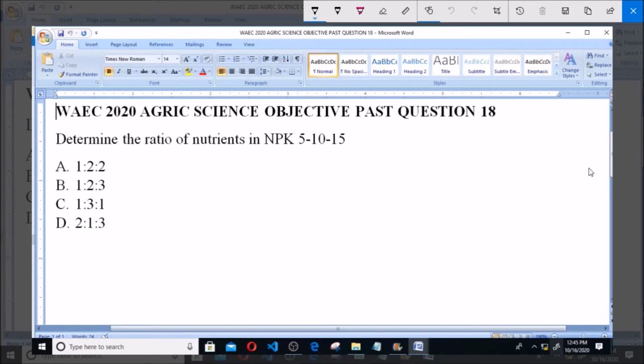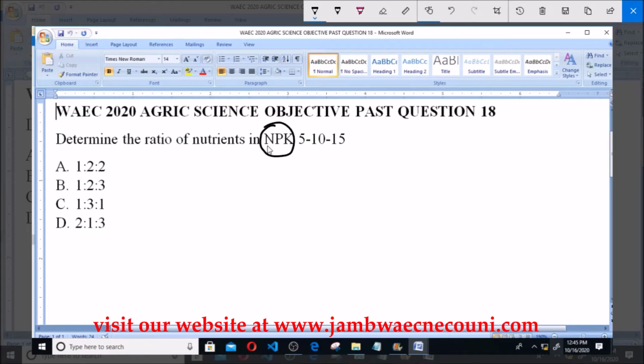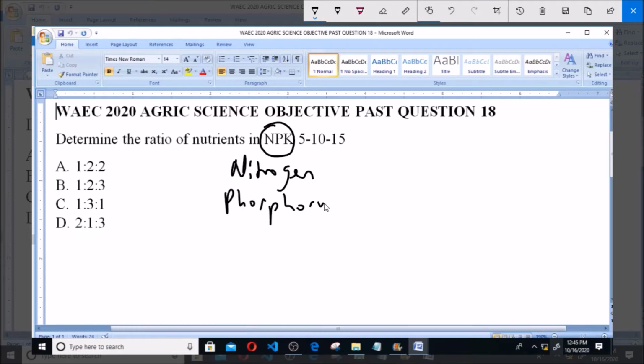Determine the ratio of nutrients in NPK 5, 10, 15. A, 1 to 2 to 2; B, 1 to 2 to 3; C, 1 to 3 to 1; D, 2 to 1 to 3. So we have NPK, which is a type of fertilizer consisting of nitrogen, phosphorus, and potassium combined as described here in the question. Now we're asked to determine the ratio of these nutrients.